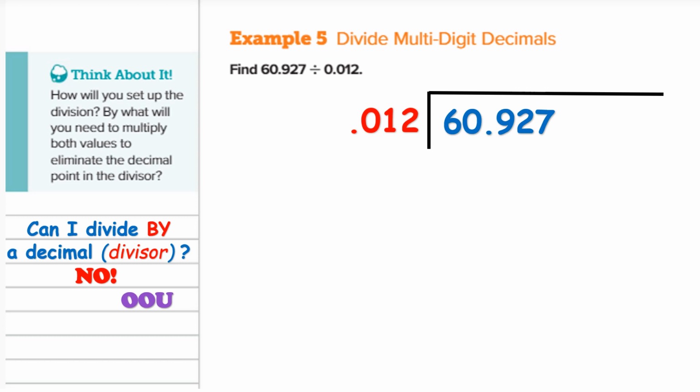I have to move it on the outside however many times from left to right to make it a whole number. In this one, I have to move it 3 times. Therefore, I do it again, but I'm doing it on the inside this time. I moved it 3 on the outside, so I have to move it 3 on the inside. Then I move it straight up.